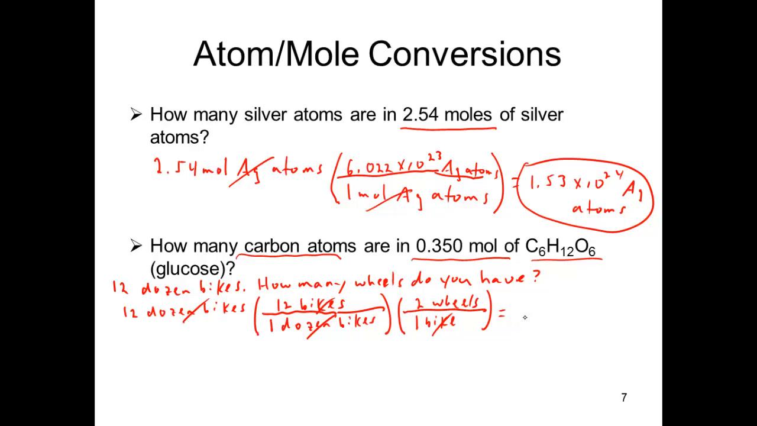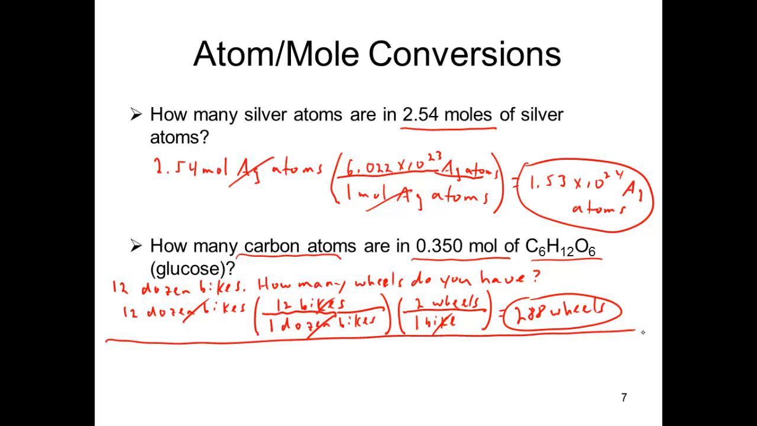So that means I got 288 wheels. Now I'm not worried about sig figs here. 12 is an exact number, and I don't want to get too hung up on that. Well, I want to show you the analogy that this has to the above problems.